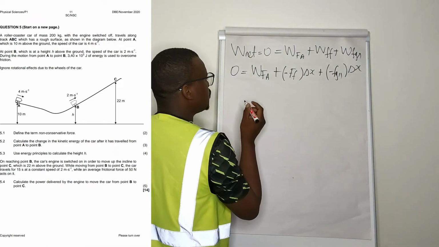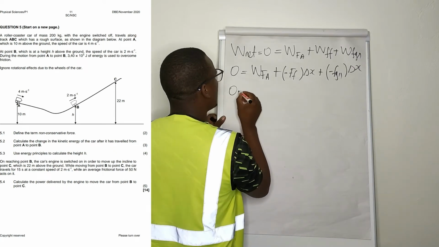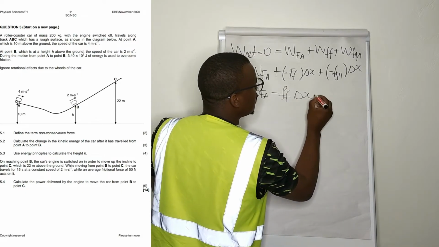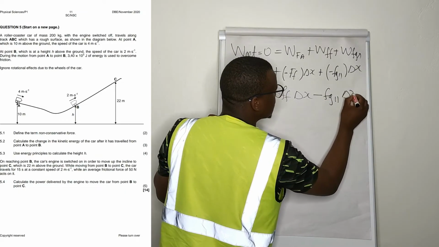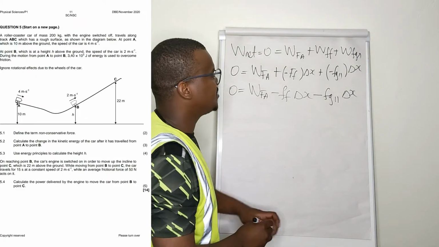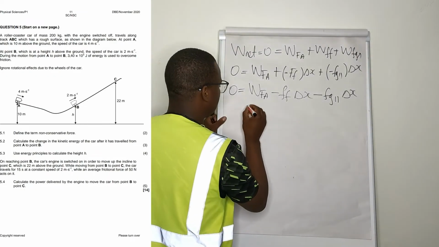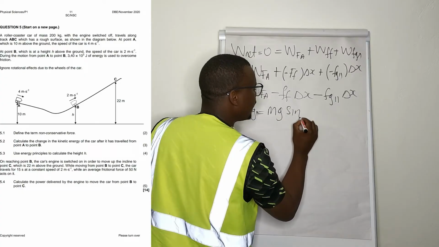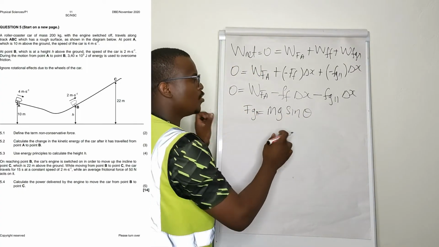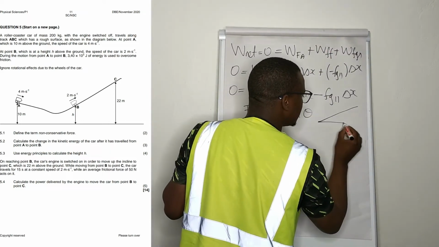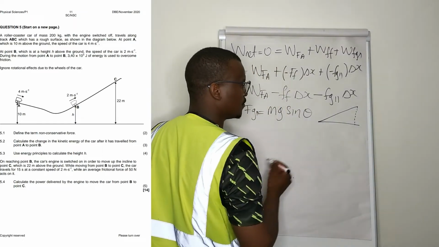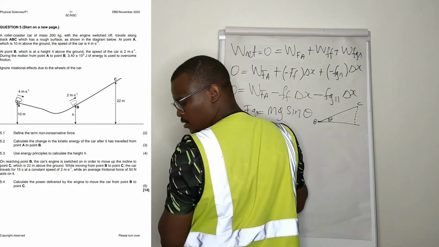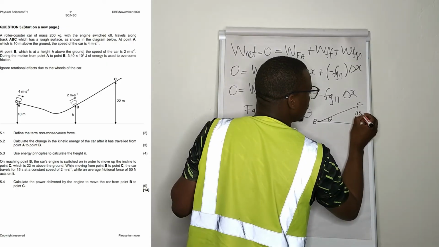Okay, so now we can simplify this. 0 is equal to WFA minus FF delta x minus FG parallel delta x. So what is FG parallel? I'm not going to derive it here, it's defined as mg sine theta. Sine theta of what? Of the triangle that we're working on, so it's this angle here. We had our B here and C here, and this point was 13.12 meters.